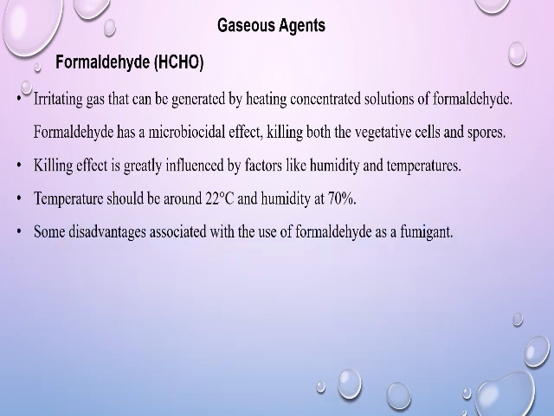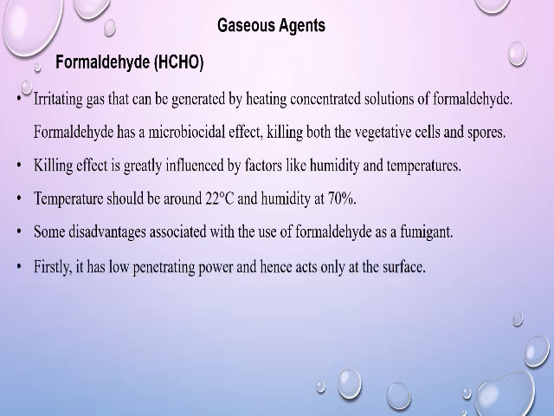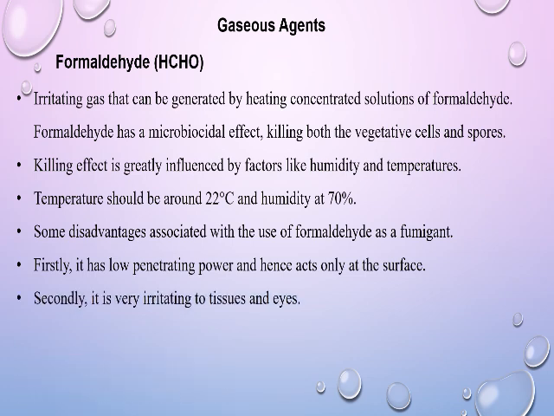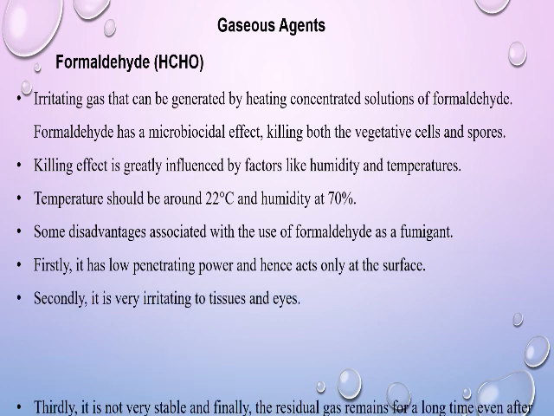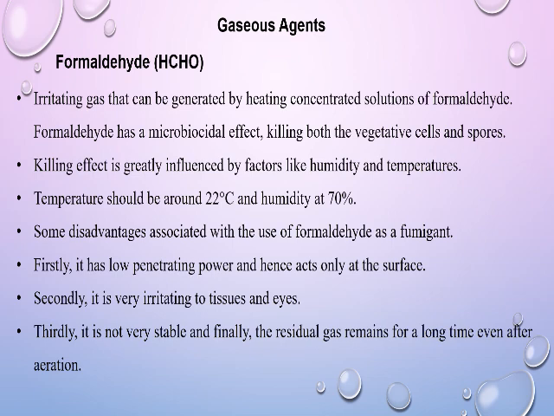However, there are some disadvantages associated with the use of formaldehyde as a fumigant. These are: it has a low penetrating power and hence acts only at the surface. Secondly, it is very irritating to tissues and eyes. Thirdly, it is not very stable. And finally, the residual gas remains for a long time even after the aeration.